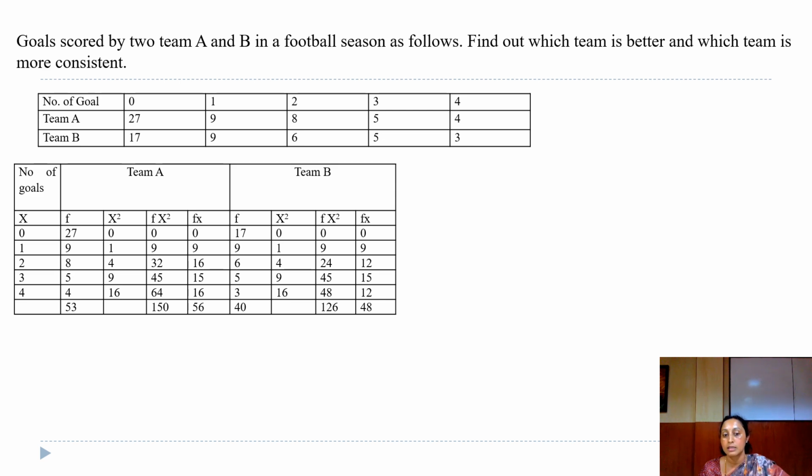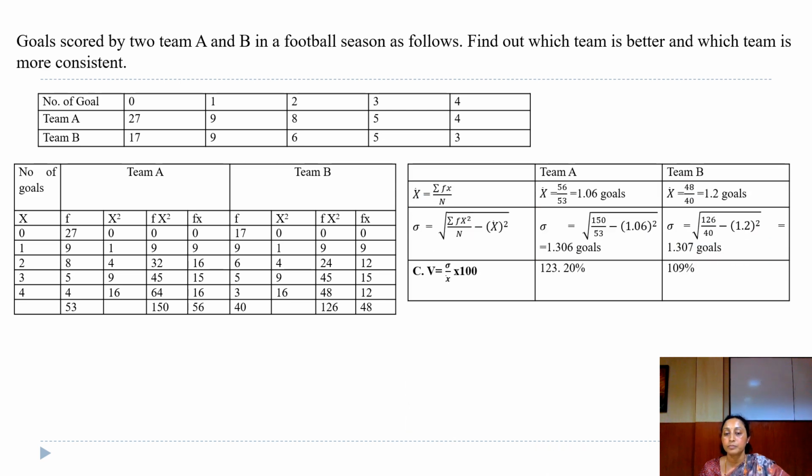Similarly, the data is listed for team B, and then let us find the corresponding values of x square, f into x square, and similarly f into x for team A as well as team B, and let us sum all the values. Then we shall find the average for team A as well as team B, and also we shall find the standard deviation by using this formula.